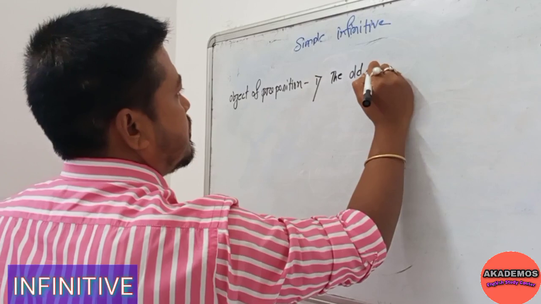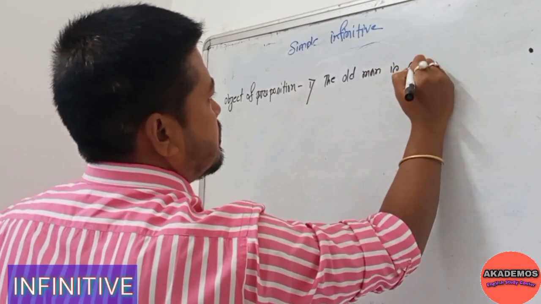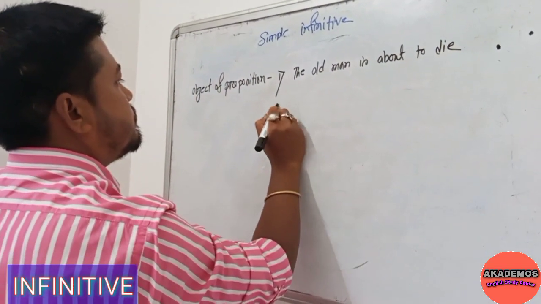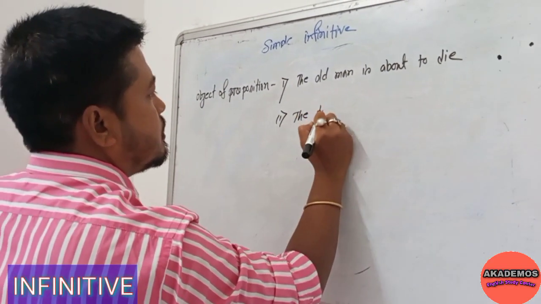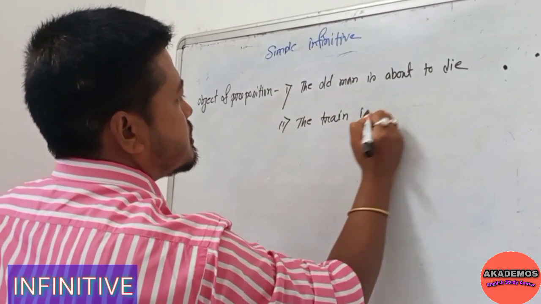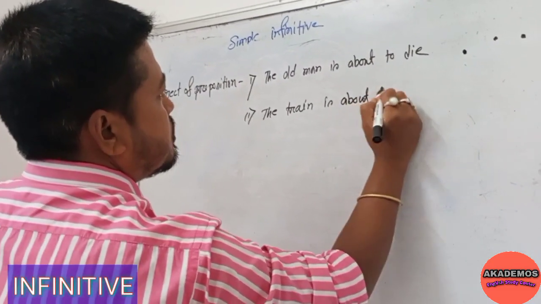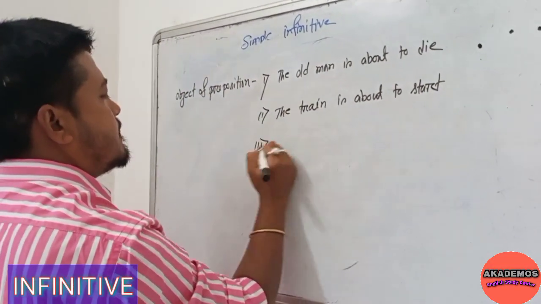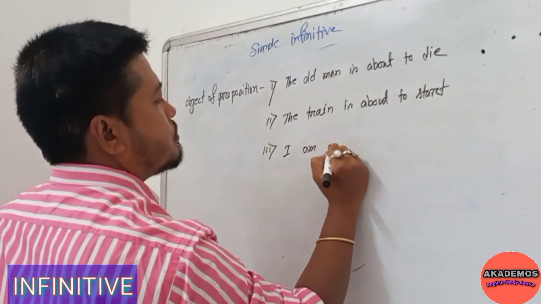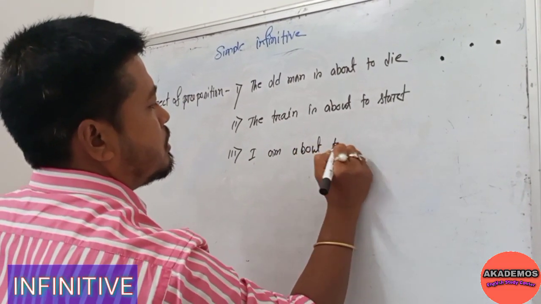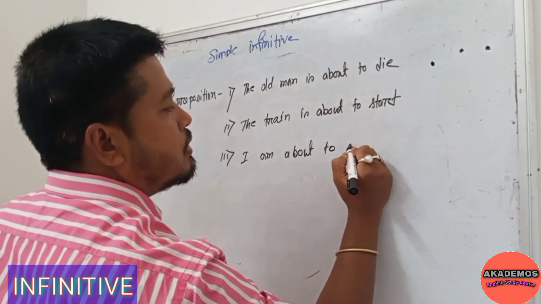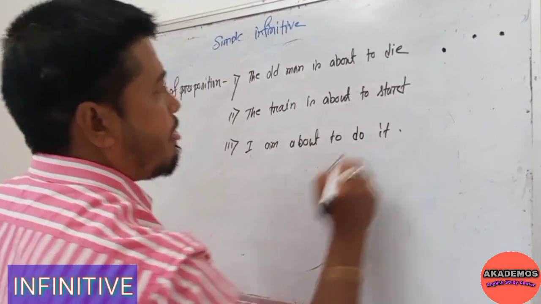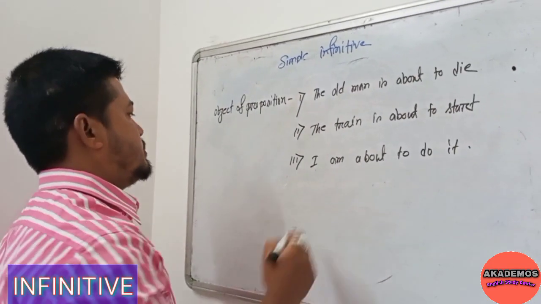The old man is about to die. The train is about to start. I am about to do it. This is the object of preposition.